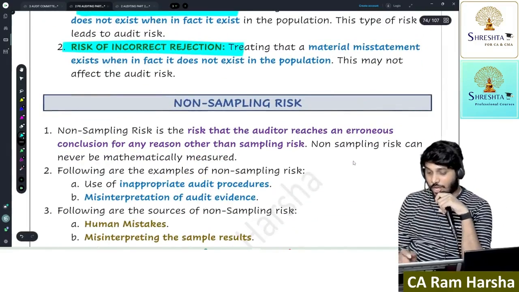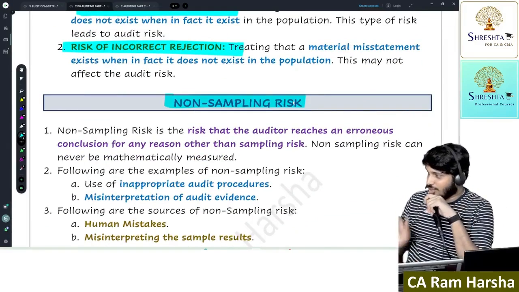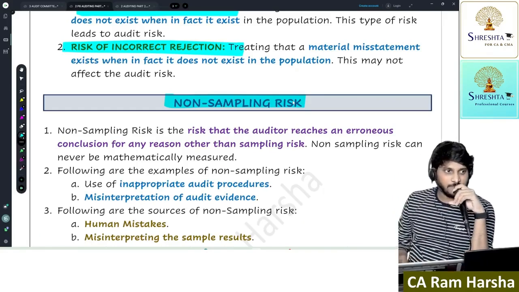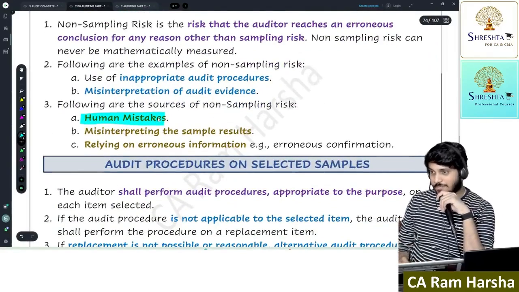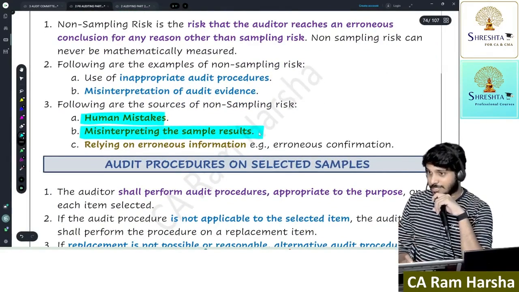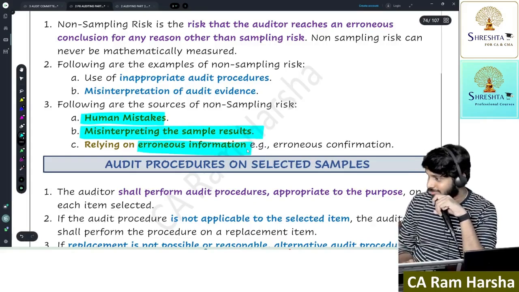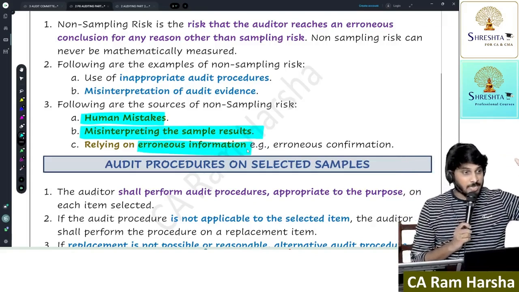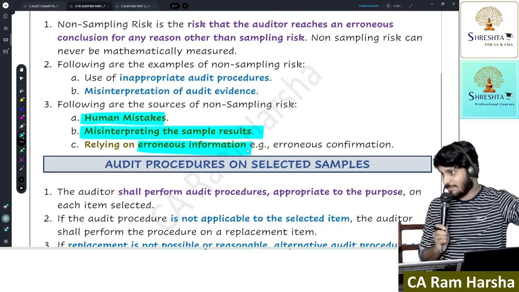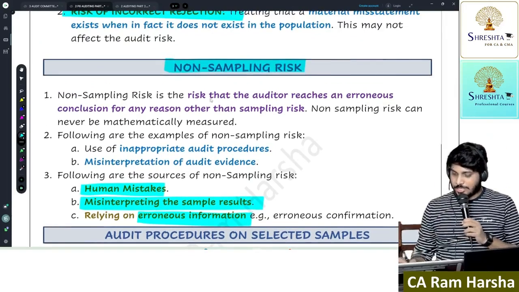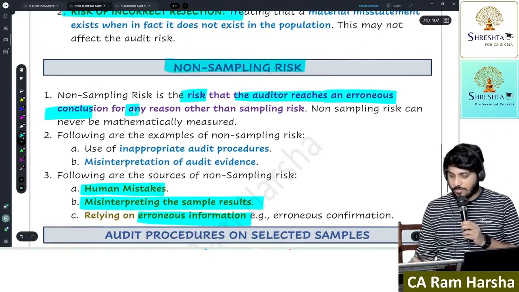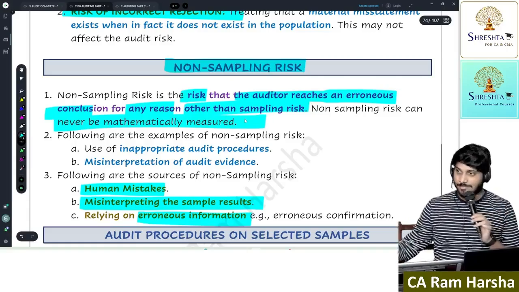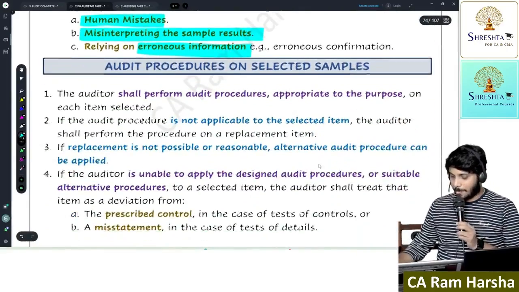I may even have non-sampling risk. What non-sampling risk? Sample is correct. The way you interpret is wrong. Yes or no? That is called human mistakes. Or you are misinterpreting sample results. Or you are taking wrong information. These kinds of risk, no. Because of this also you are giving wrong opinion. But this risk is coming from not sampling, other than sampling. That is called non-sampling risk. So non-sampling risk is the risk that auditor reaches a wrong conclusion for any reason other than sampling risk. Non-sampling risk can never be measured. Are you getting it? Next.